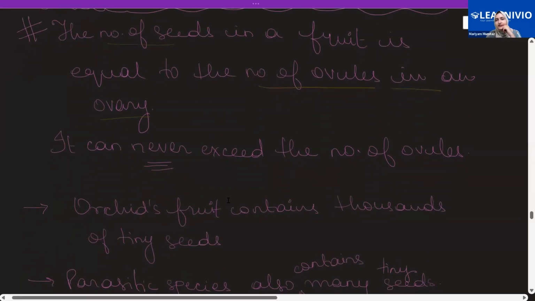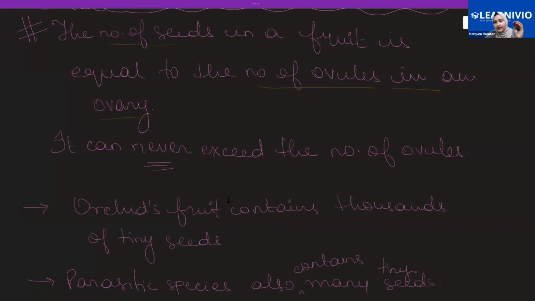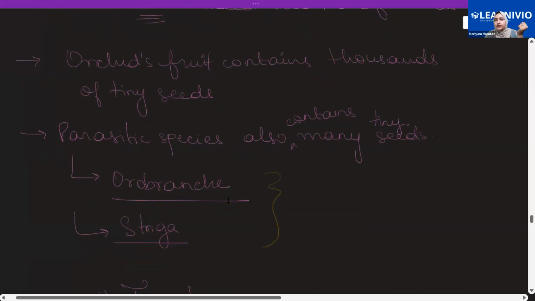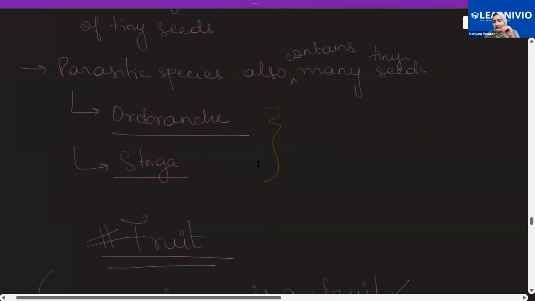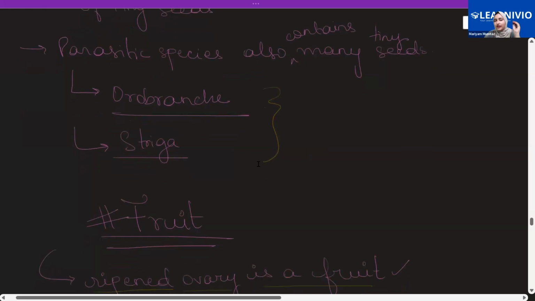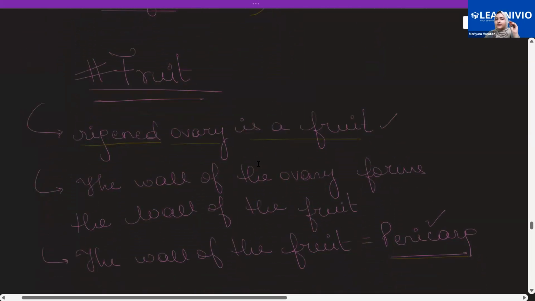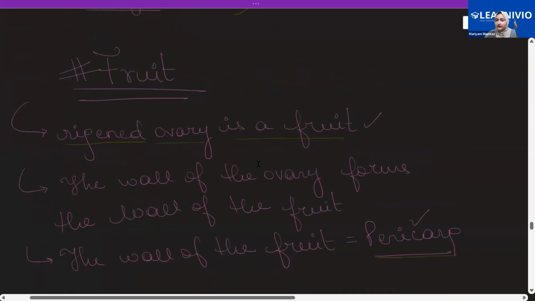Now the number of seeds in a fruit is never going to exceed the number of ovules. However many ovules are there, that many seeds will be formed. Orchid fruits contain thousands of tiny seeds, and there are parasitic species that also contain tiny seeds, meaning that many ovules are there, such as Orobanche and Striga. After that, we come on to the fruit. We are done with the seed.